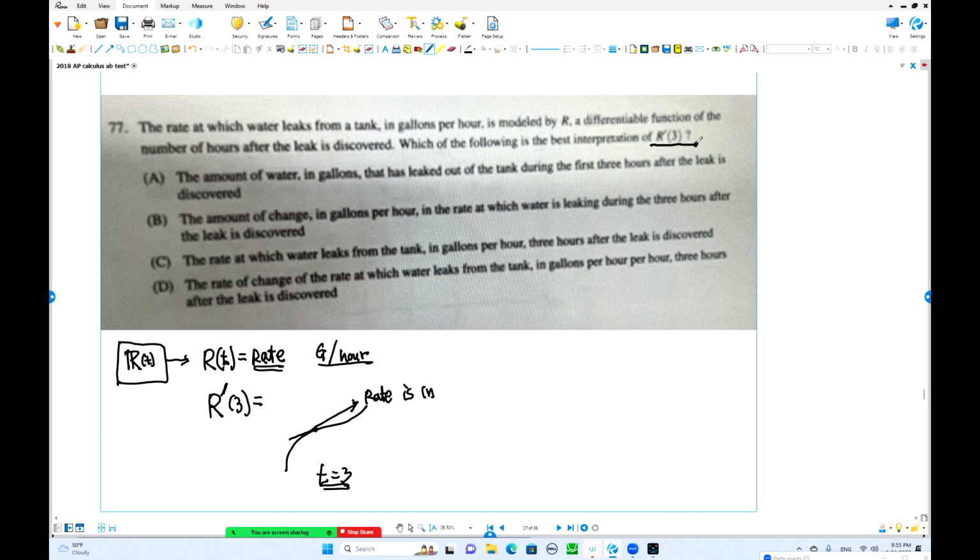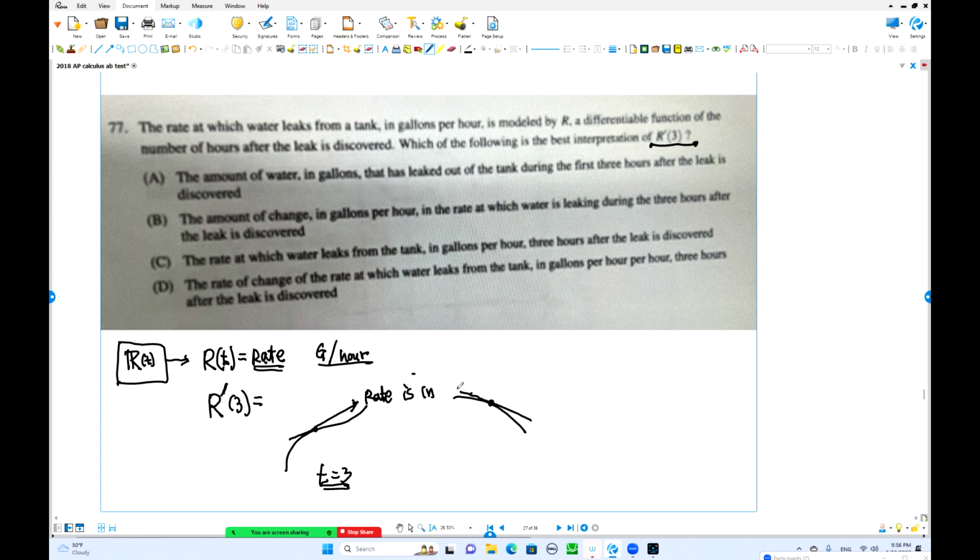A prime, okay? If this is positive, that is increasing. If this is negative, that is decreasing, right? The graph looks like this, a decreasing rate, okay? All right, that's the meaning.